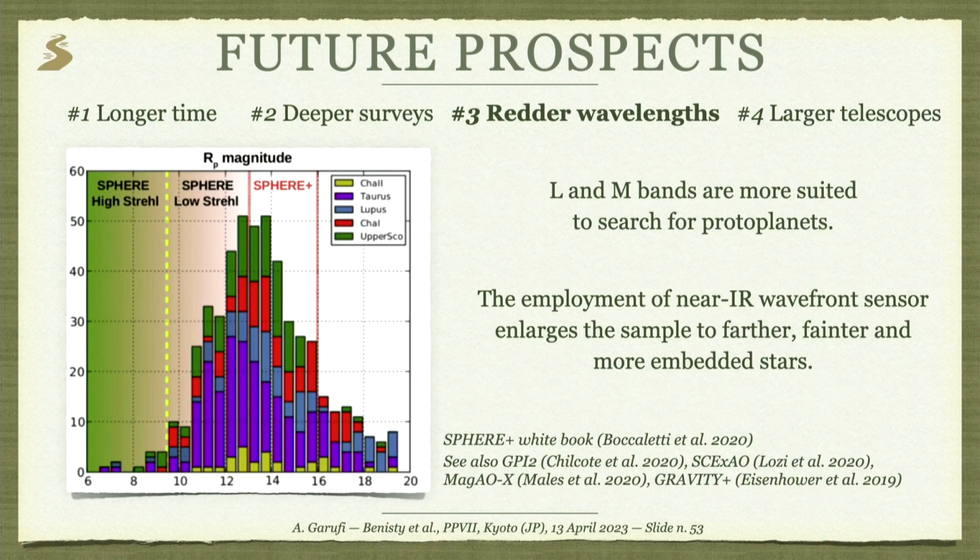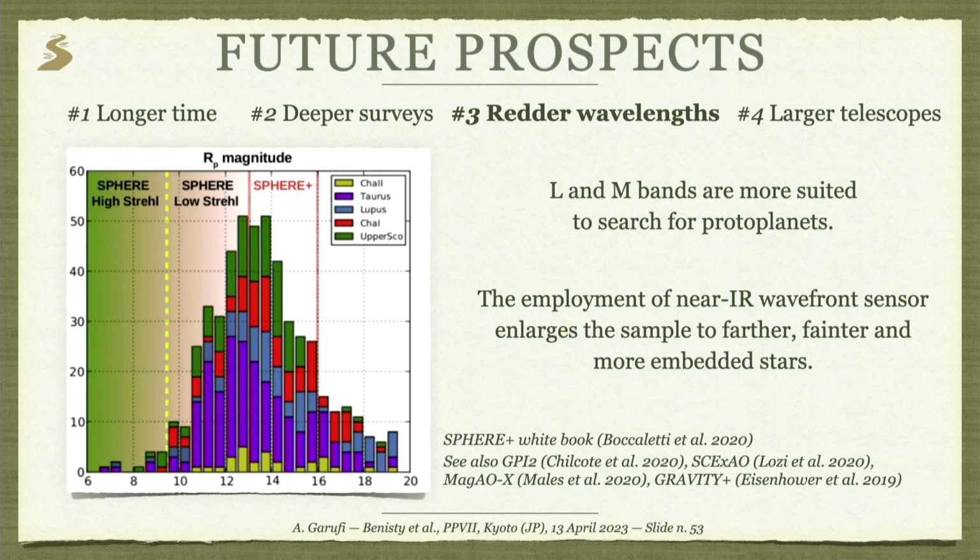The third is to go to redder wavelengths. This has multiple applications. L and M band, as I mentioned, are more suited to search for protoplanets. I am personally not sure yet about James Webb, but it's certainly good to try. The employment of a near-infrared wavefront sensor is also very helpful. In general, our adaptive optics use bluer light, and therefore we are very limited, depending on the brightness of the star.